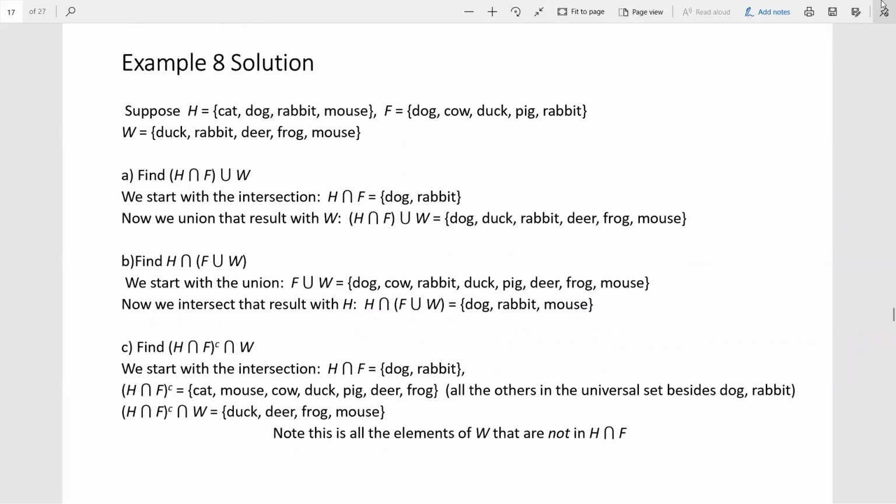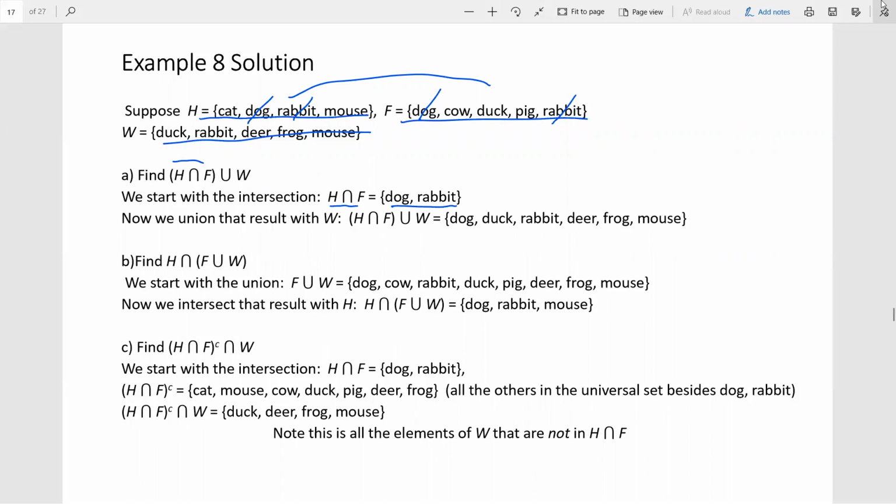Okay, I've written down the three sets we're talking about. First of all, we want to find H intersected with F, union with W. So let's start with the intersection of H and F. If you look at H and F, we want to find the common elements. Obviously, we both have dogs and both have rabbits, but no other common elements. So the intersection of H and F is dog and rabbit.